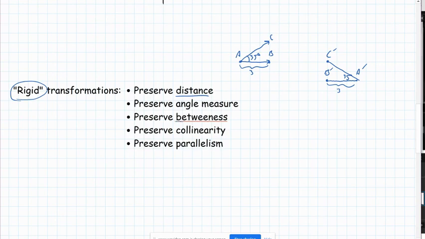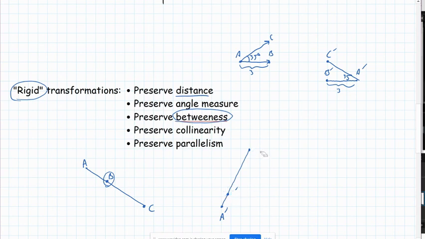Okay, now betweenness, that might be a kind of a new term for you. So what that means is if one point is between two others on the original figure, so let's say I have A, B, and C, point B is between A and C. So if we do some kind of a transformation that ends up over here where we have A prime, B prime, and C prime, then B is between A and C, and B prime is between A prime and C prime. So in that case, betweenness was preserved.